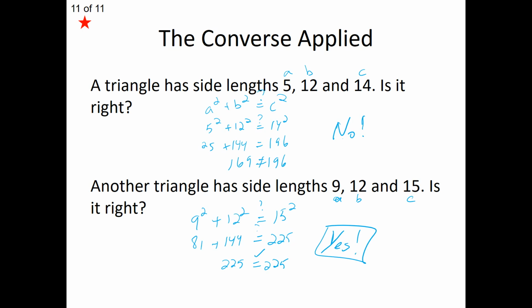So using the Pythagorean converse, that right triangle test, we know we can test to see if triangles are right or not based on their three sides. So we've come to the end of our lesson 8.2 part 1.